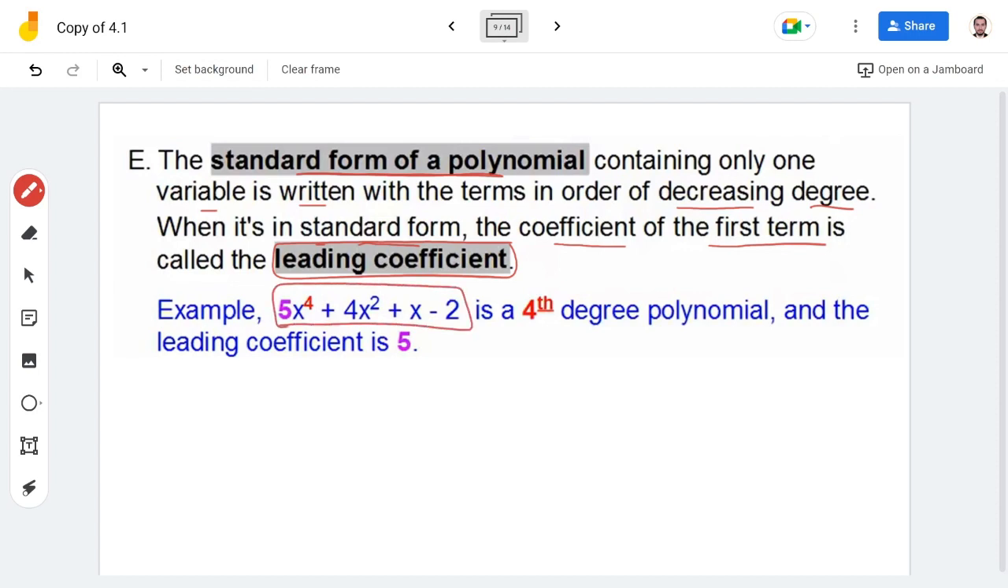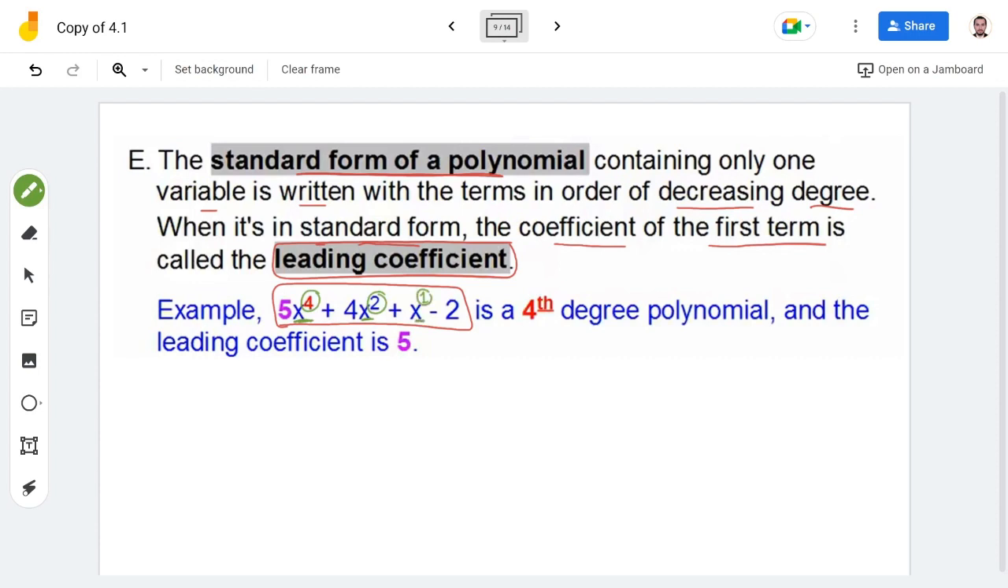5x to the power of 4 plus 4x to the power of 2 plus x minus 2. As you can see here, look at the degree of the variables. The first degree is 4. The second degree here is 2. The third degree here is 1.